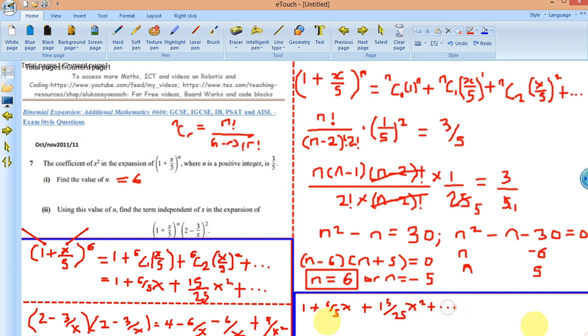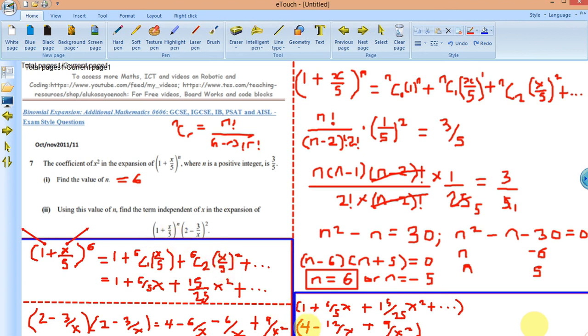Now the term independent of x, so let me just write this one. So 4 under this, then minus 6 minus 6, that is minus 12 over x, then plus 9 over x squared. So guys, I'm writing it on there so that you can see how we combine it now. So this one here is multiplied by this one here, because that's what we want to do. We want to multiply this with this now.